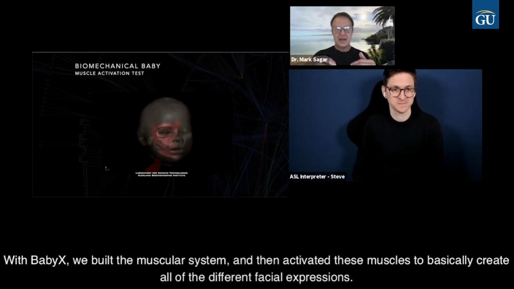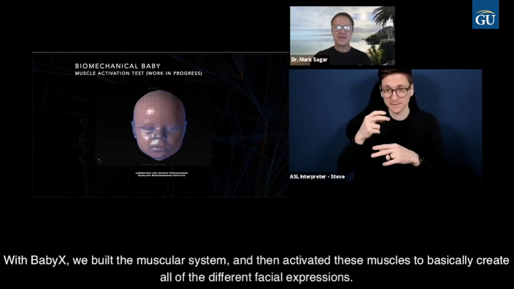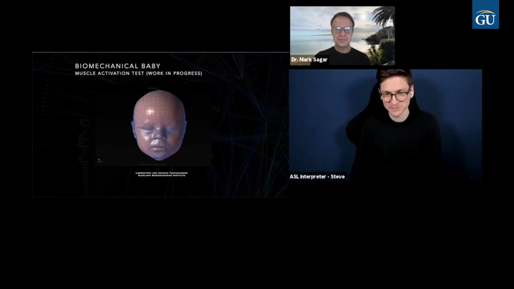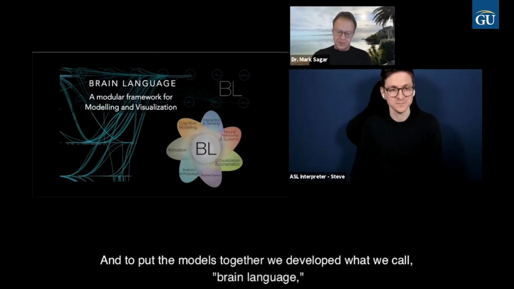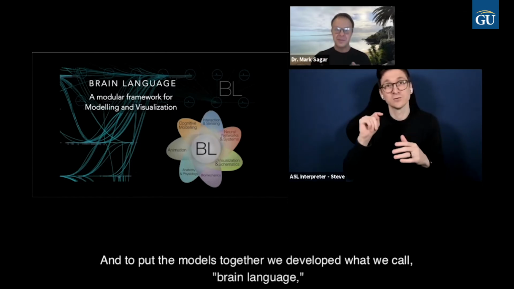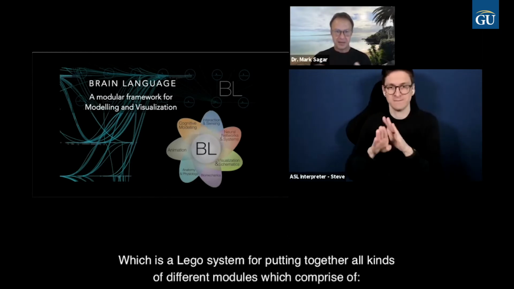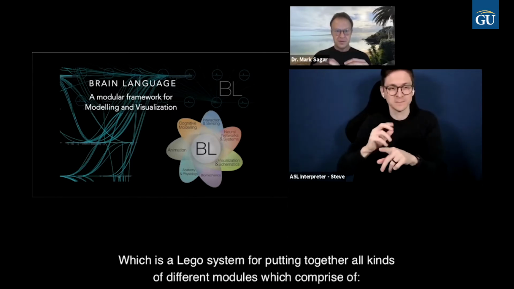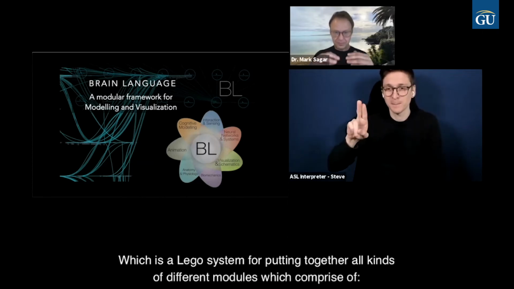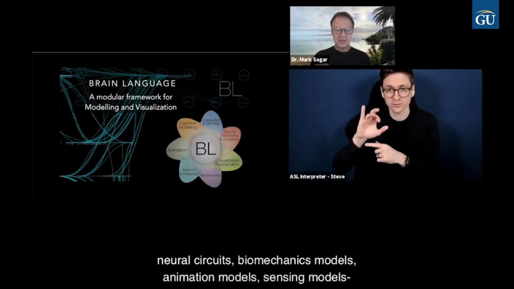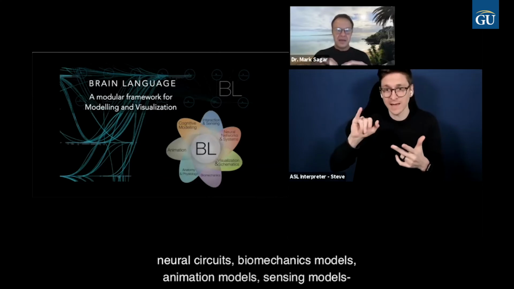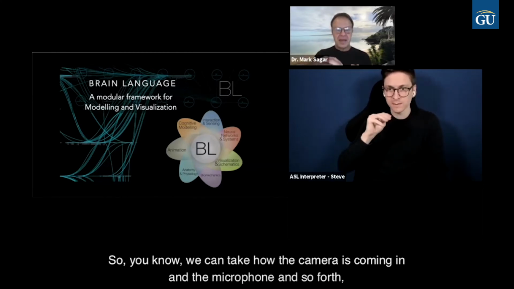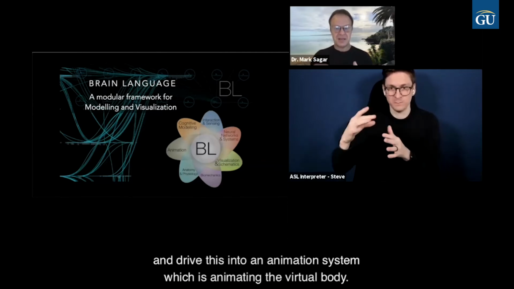With Baby X, we built the muscular system and then activated these muscles to create all of the different facial expressions. To put the models together, we developed what we call brain language, which is a Lego system for putting together all kinds of different modules, which comprise neural circuits, biomechanics models, animation models, and sensing models. We take how the camera is coming in, the microphone, and so forth, and drive this into an animation system which is animating the virtual body.